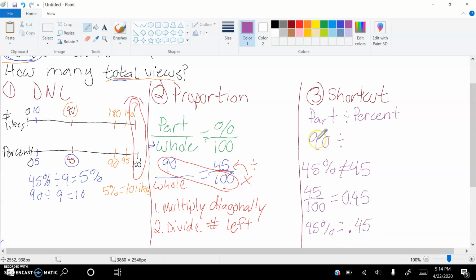So my part is 90 divided by 0.45, and that will give me the total number of views on our video. So whichever one of these 3 strategies makes the most sense to you, whichever you like the best, you can use to solve our problem.